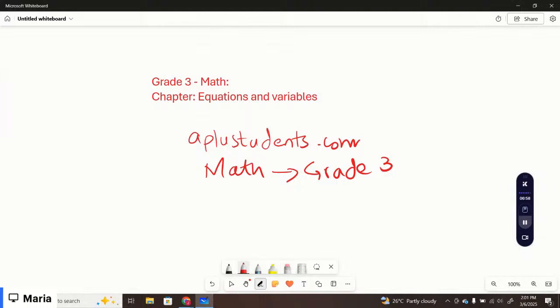There you can find a list of the chapters. We're going to start with the chapter equations and variables. So please make sure you have your notebook and pencil so that you can note down the important examples and definitions as well.